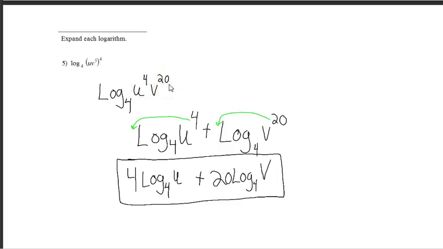And a 20. Now, once I distribute that, and I'm trying to look to spread it apart, I need to break up multiplication or division with the product or quotient property, respectively. Luckily for me here, this is a multiplication, so I spread apart with the product property. So that means put an addition sign in the middle. Log base 4 of u to the 4th, log base 4 of v to the 20th.